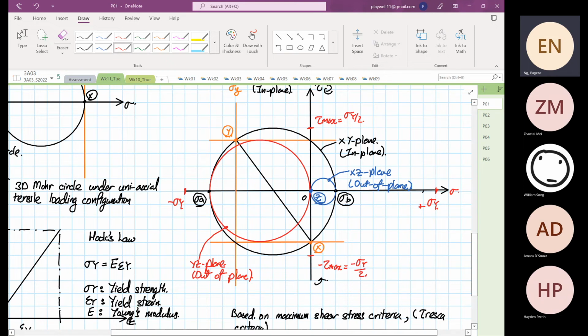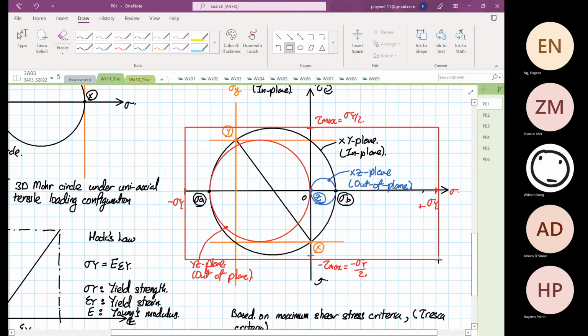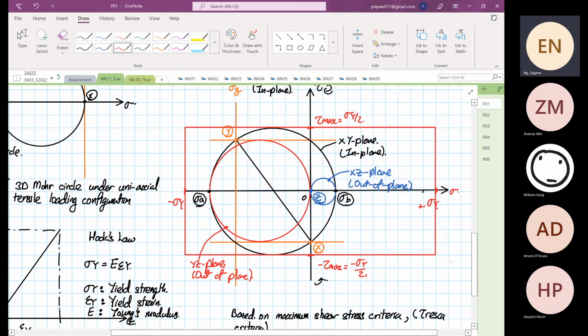So from here, we can construct a box, a rectangle, not a box. I do apologize. And this is the rectangle that we construct. This rectangle over here is based on the material mechanical property.